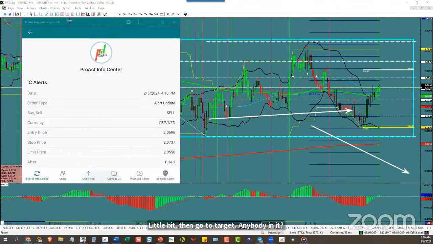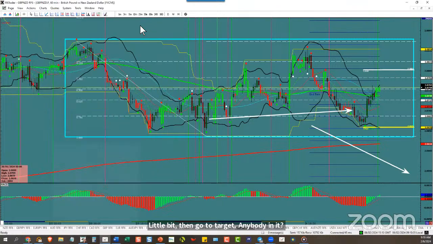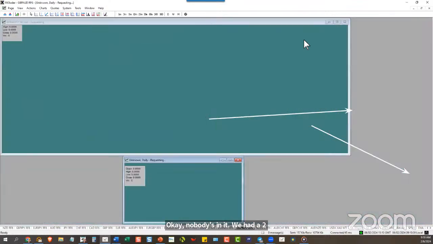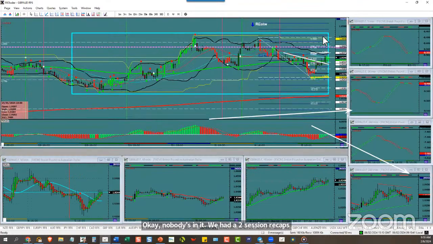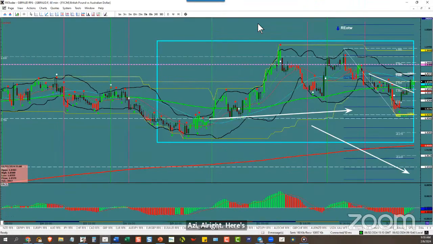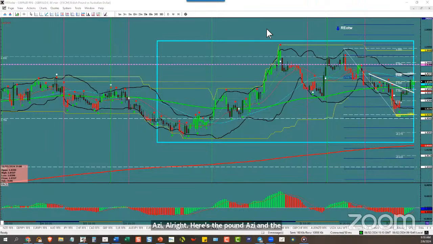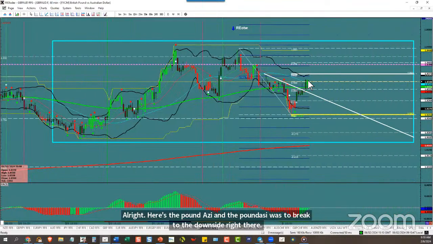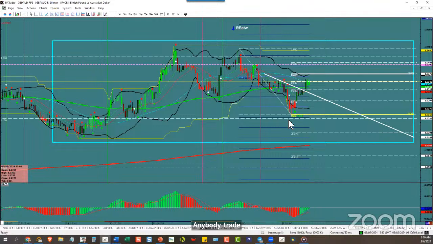Okay, nobody's in it. We had two session recaps yesterday. One was the pound Aussie. So here's the pound Aussie, and the pound Aussie was the break to the downside right there. Anybody trade pound Aussie down? It's going up now because we already changed it, but that was the move. It went about 85 pips. Anybody trade pound Aussie to the downside? All right, nobody in that one.